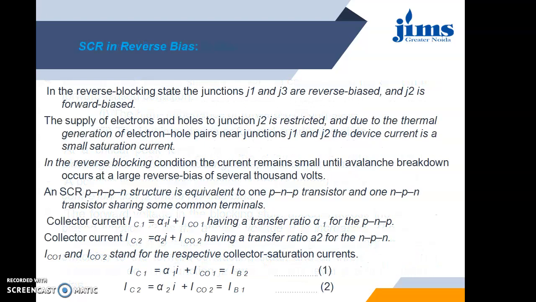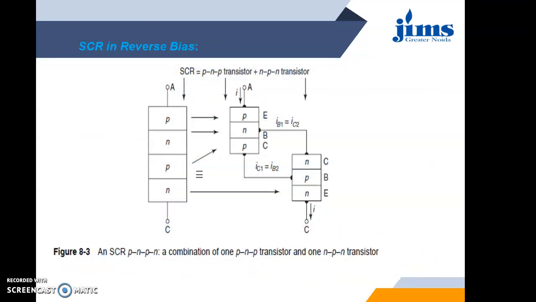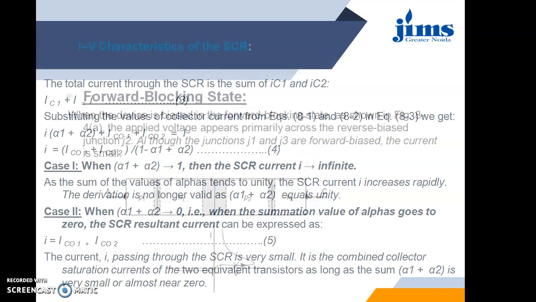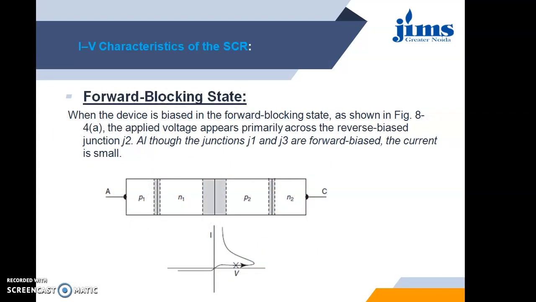First of all, let me show you its structure. It has PNPN layers, and the upper terminal is called anode, the lower terminal is called cathode, and the middle can also be used as a gate terminal. If we break this to study better, we can consider the 2 transistors PNP and NPN. If we apply forward voltage to anode and cathode, the anode must be connected to the positive terminal of the battery, and the cathode should be connected to the negative terminal of the battery.